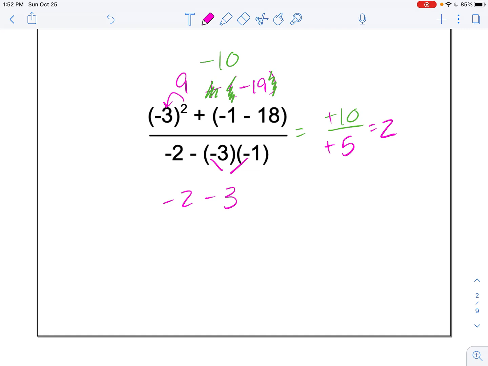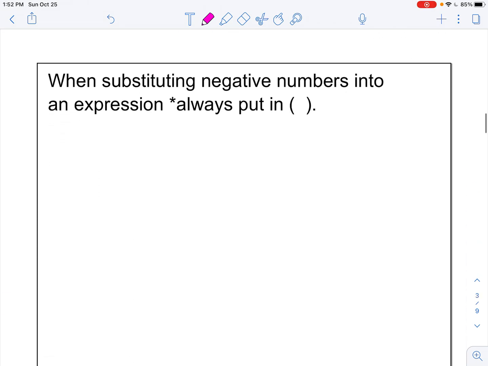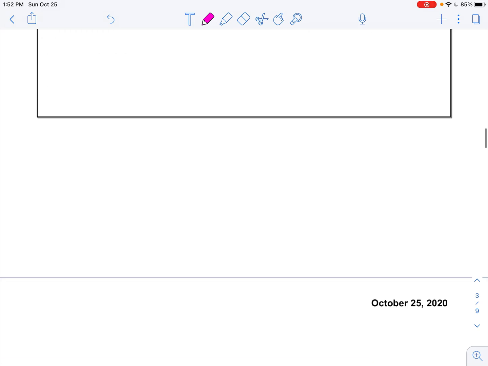We are going to be using the order of operations today, but evaluating expressions, so we are going to be substituting in numbers for variables. This is huge. You've got to remember to do this. When substituting negative numbers into an expression, always put in a parenthesis. So you want to make sure you capture the negative when you substitute it in, because sometimes, with the subtraction, they don't take the place of each other, and you'll see what I mean.